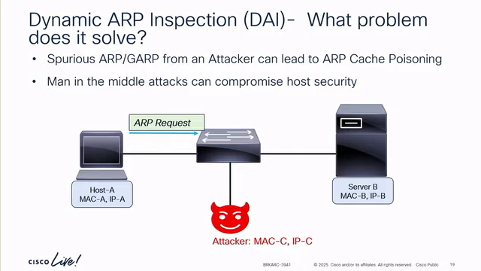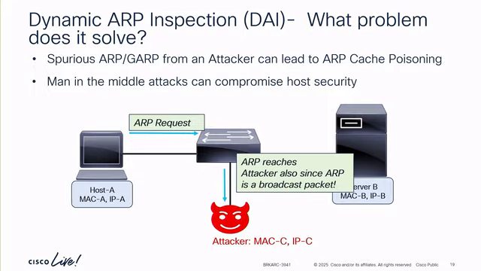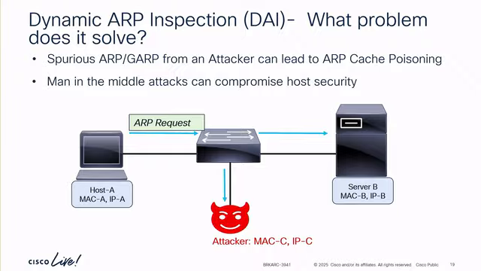So what happens in this case? Host A sends out an ARP request. What does he send it for? He wants the MAC address of the server which has this IP B, right? So that's the reason why he's sending the ARP request. The ARP request is a broadcast packet, so because it's broadcast, it will be sent to everyone in the L2 domain. It will reach the attacker as well. You cannot prevent that, of course. It goes to server B also.